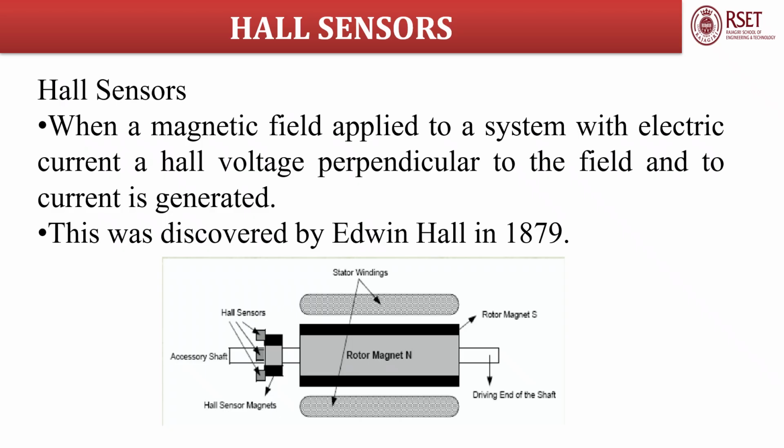The Hall sensors operate based on the Hall effect. When a magnetic field is applied to a current carrying conductor, a voltage is generated perpendicular to both the current and the magnetic field. This phenomenon was discovered by Edwin Hall in 1879 and is widely used for rotor position sensing in BLDC motors.